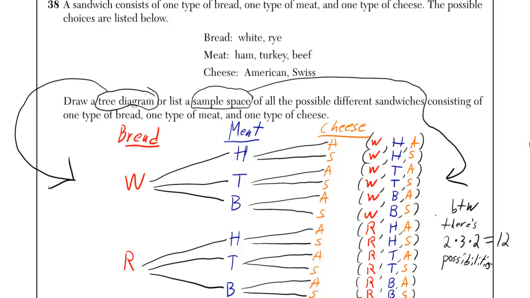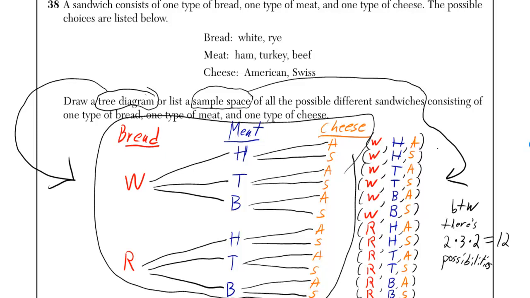So they told you could draw a tree diagram, which is just this thing right here. Or you could have done the sample space, which is just this thing right here. You didn't have to do both. I did both though. Whatever.